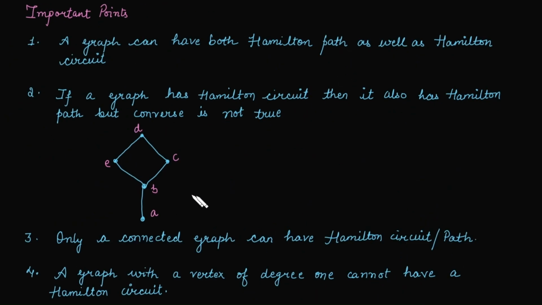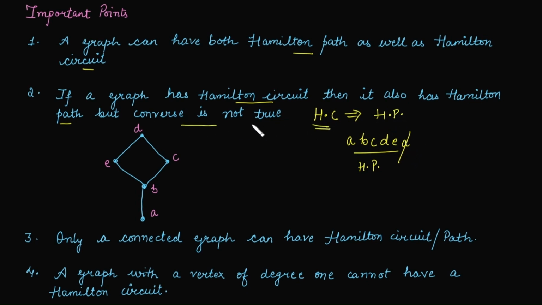Here are some important points related to the Hamilton path and Hamilton circuit. The first point is that a graph can have both a Hamilton path as well as a Hamilton circuit. The second is, if a graph has a Hamilton circuit, then definitely it has a Hamilton path. Suppose a Hamilton circuit covers the vertices A, B, C, E and goes back to A. If you remove the vertex A, you get a Hamilton path. Every Hamilton circuit can be converted into a Hamilton path by removing the last vertex of the circuit.